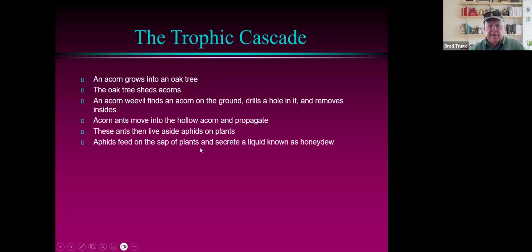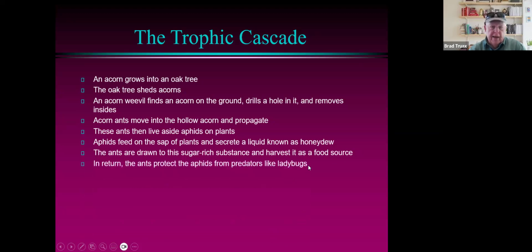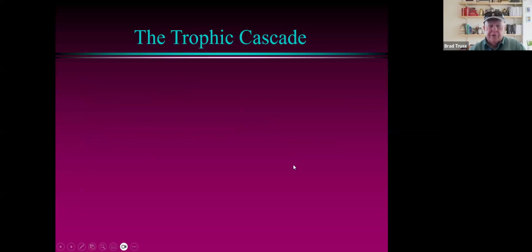And the aphids feed on the sap of plants and secrete a liquid known as honeydew. The ants are drawn to that sugar-rich substance and they harvest it as a food source. And in return, the ants protect the aphids from predators like ladybugs. And ultimately, the harvester butterfly may then feed on the aphids. So this is showing an incredible cascade where that simple acorn led to all these consequences.